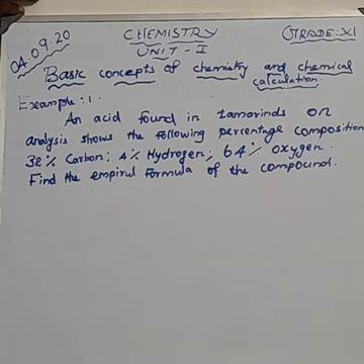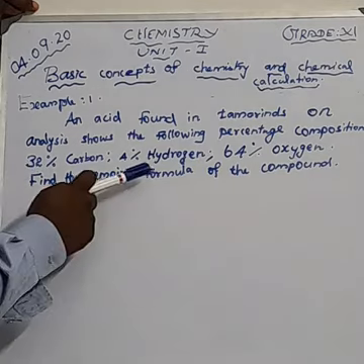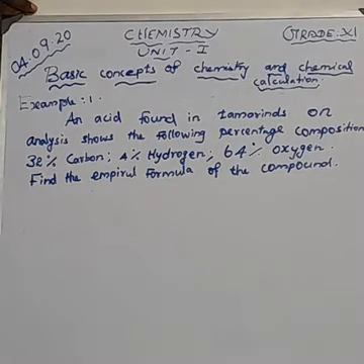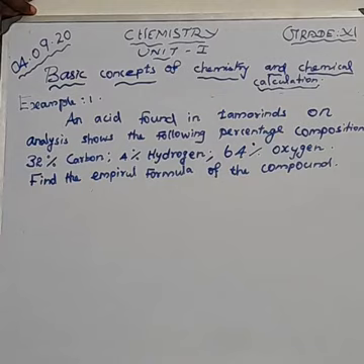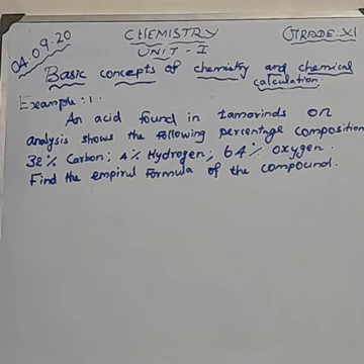An acid found in terminal analysis shows the following percentage composition: 32% carbon, 4% hydrogen and 64% oxygen. Find the empirical formula of the compound. That's the question. In this question, there are 3 elements. Which are the 3 elements? Carbon, hydrogen and oxygen. For this, you should find the empirical formula of the compound.